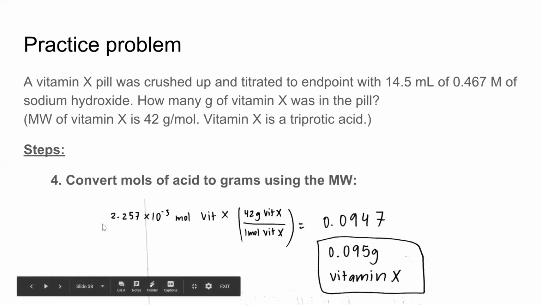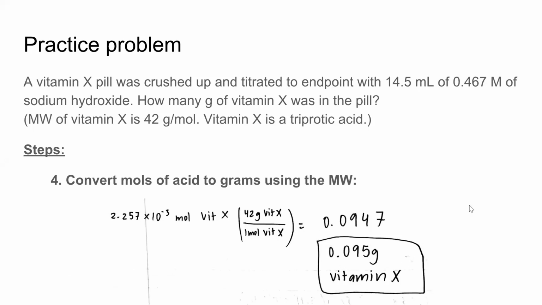So now we have moles of vitamin X acid. The problem gave you the molecular weight. So cancel out moles of vitamin X, and you're going to be left with grams of vitamin X, which is 0.095 grams. This is going to be really similar to the lab that you guys are going to be doing for titration. So if you need a refresher problem, you can always refer back to this PowerPoint to help you out.